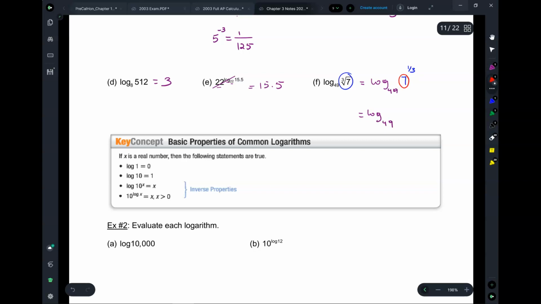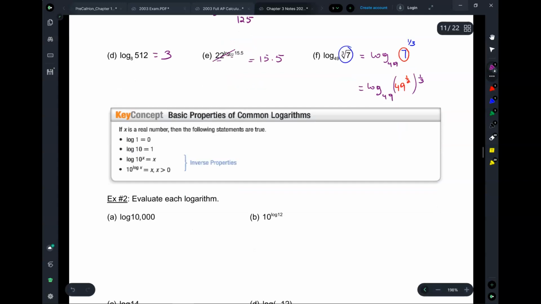How can I rewrite the 7 using a 49? The square root of 49 is 7, right? How can I write the 49 in this form? 49 to the half, right? So why don't we write that as 49 to the half to the power of 1/3? Okay.